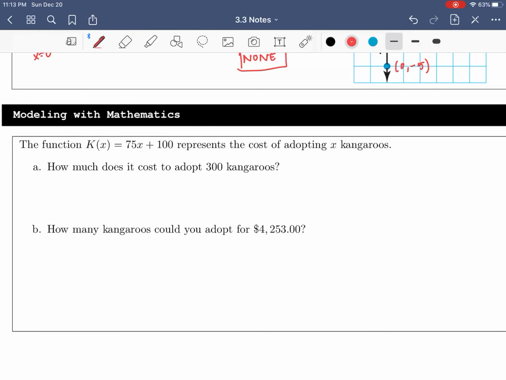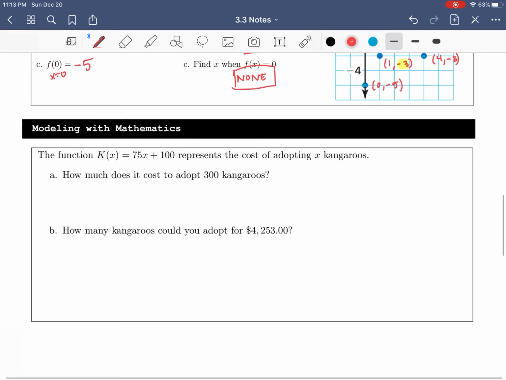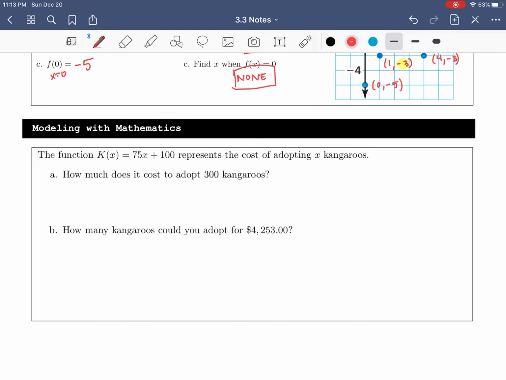Okay, last one in here. It says the function k of x equals 75x plus 100 represents the cost of adopting x kangaroos. How much does it cost to adopt 300 kangaroos? So they gave us the formula. Well, then we need to figure out k of 300, which is $75 times 300 kangaroos. That's the actual adoption fee, I guess. Plus 100, that's like flat rate shipping or something. I don't know. It's going to be some big number.